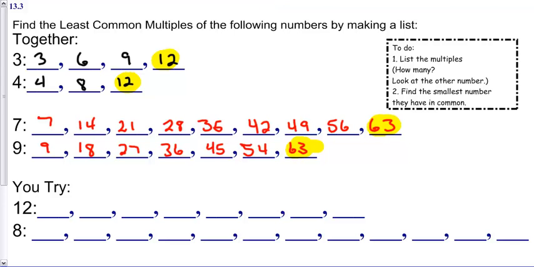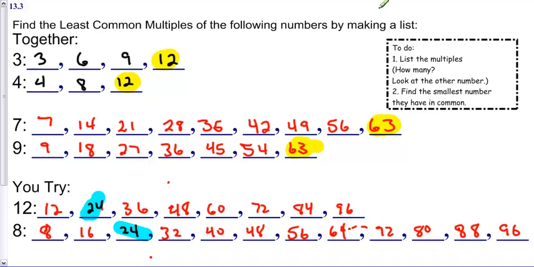So 63 is the smallest number that they have in common. 63 is the smallest number they have in common. So you try 8 and 12, and let's see what you come up with. If your answer was 24, then you are correct. Now you'll notice that they have 48 in common, they have 72 in common, they also have 96 in common. Yes, but again, the least common multiple means the smallest number that they have in common.